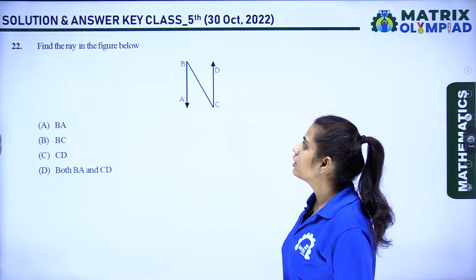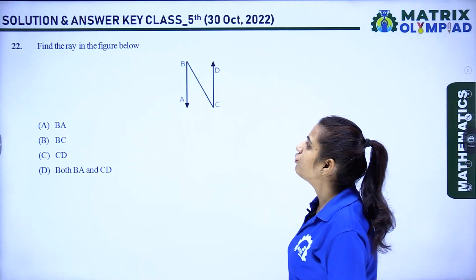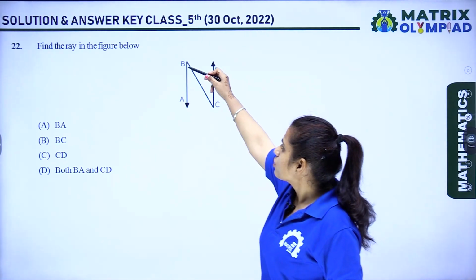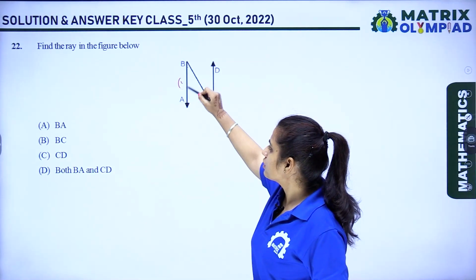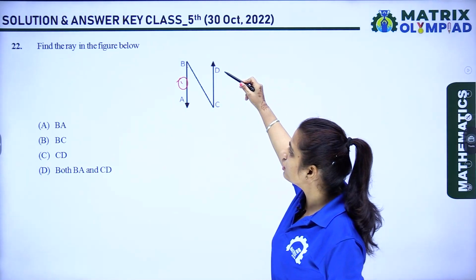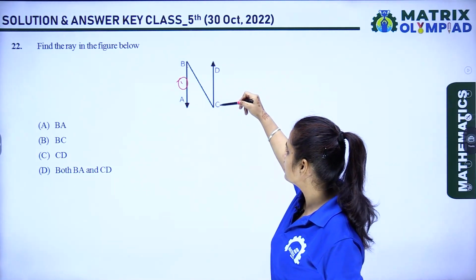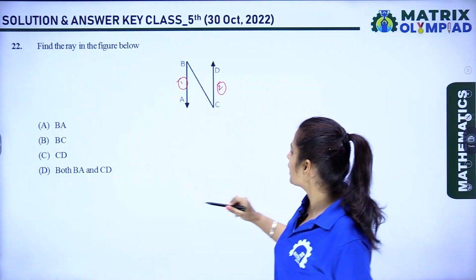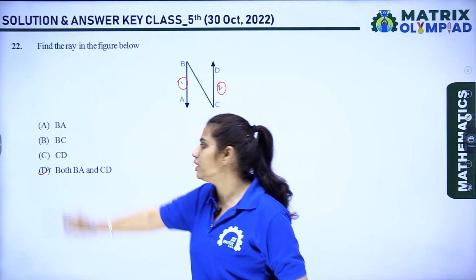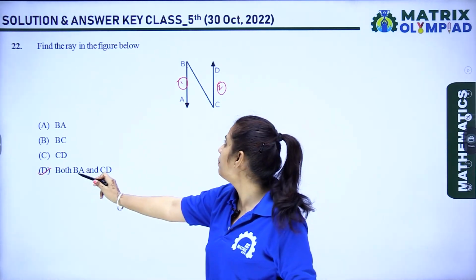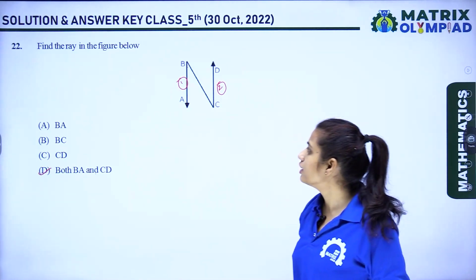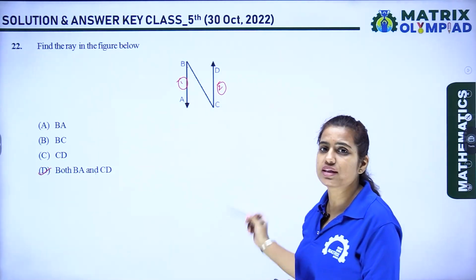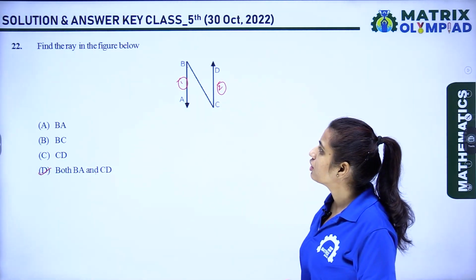Find the ray in the figure given below. We have to find out the ray. So, here BA is a ray, this is one, and next is CD, the second ray. So, we can say that option D is the correct answer, as both BA and CD are the two rays given in this figure.